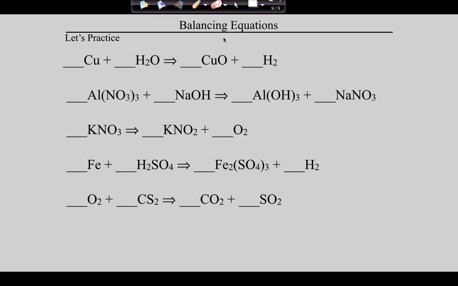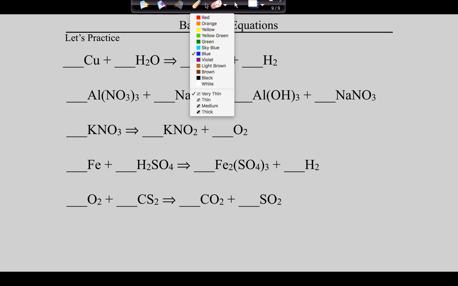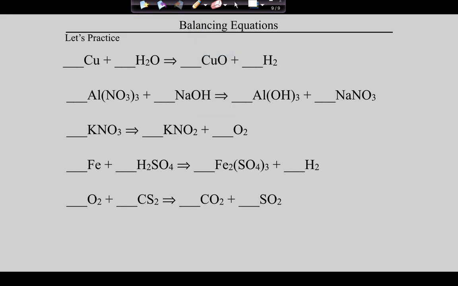So guys, here's how to play the game. How many coppers do we have going in? 1. How many coppers do we have coming out? 1. How many hydrogens do we have going in? 2. How many hydrogens do we have coming out? 2. Now, how many oxygens do we have going in? 1. How many do we have coming out? This is already balanced.